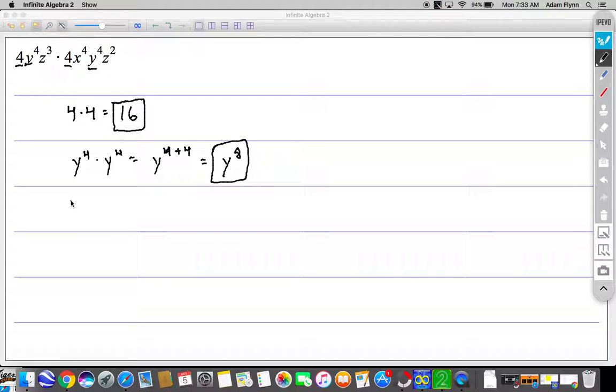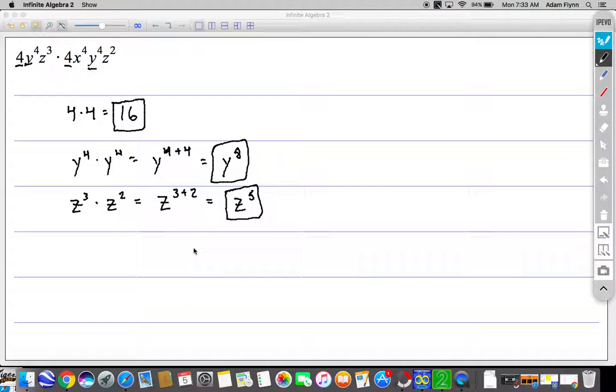Move on to my z's, so I have z cubed, or z to the 3rd power, times z squared, also known as z to the 2nd power. So to simplify that, I will add the 3 and the 2 together. And 3 plus 2, of course, is 5, the last time I checked.